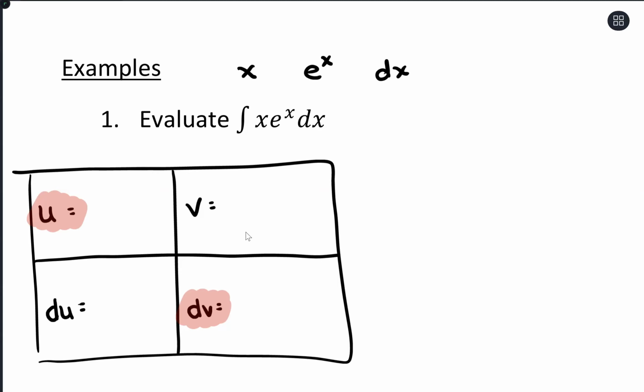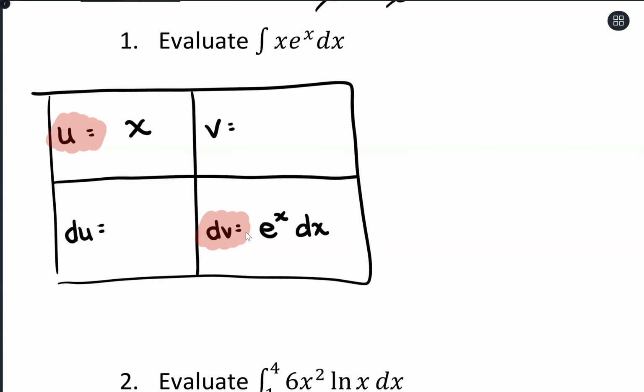So if I'm looking at these pieces here, taking the antiderivative of e to the x is really nice. The antiderivative is just e to the x. We can take the antiderivative of x, that would be x squared over 2, but that just gets a little messy. So in terms of choosing which one I want to be dv, I'm going to use e to the x, and along with that is going to come the dx portion. I used up those 2 pieces, so I'm letting dv equal e to the x dx. Then the rest has to be u, so u is going to be equal to x.